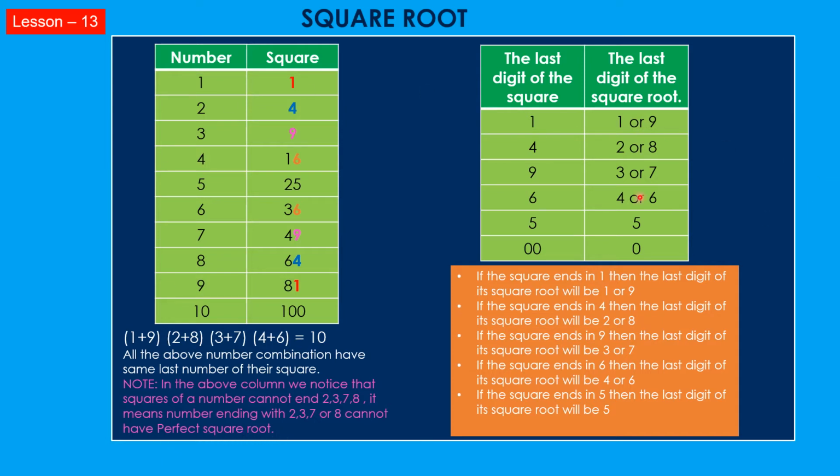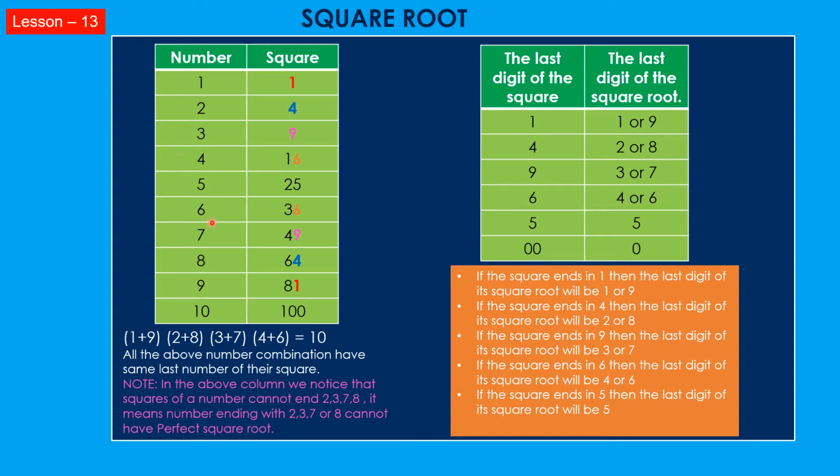Now look at this column. It shows the last digit of the square and the last digit of the square root. If the square ends in 1, the last digit of its square root will be 1 or 9. If the square ends in 4, then the last digit of its square root will be 2 or 8. If the square ends in 9, then the last digit of its square root will be 3 or 7. And if the square ends in 6, then the last digit of the square root will be 4 or 6.